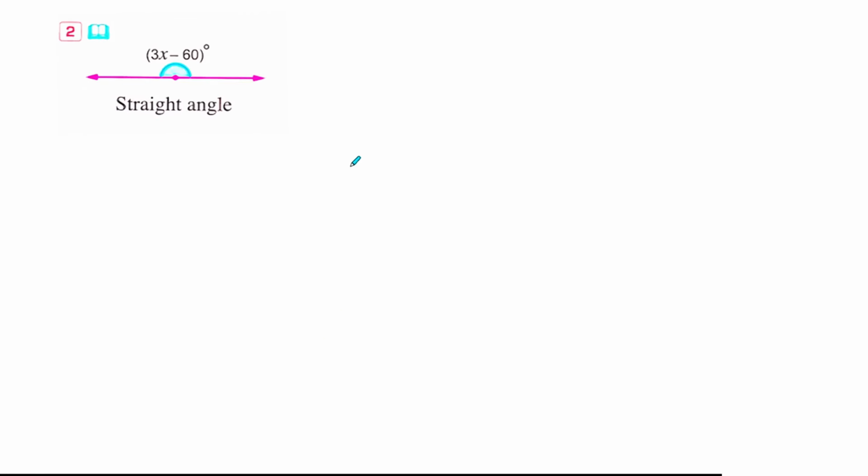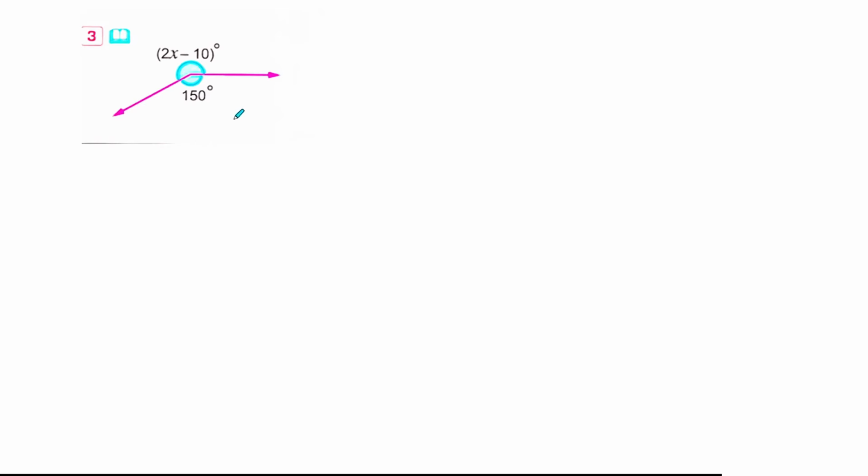Here as well, it says straight angle. So I will take here 3x minus 60, which will equal 180. And you continue. This also gives you a reflex angle, or you could call it the accumulative angle. All of them, when taken together, make a total of 360 degrees. Indeed, all of them combined make 360.